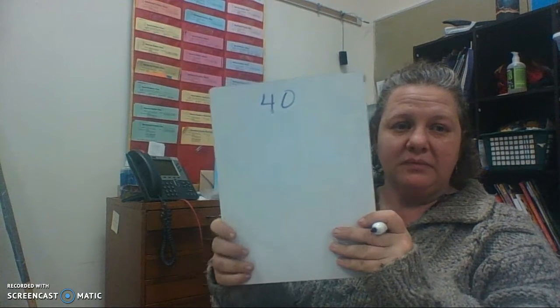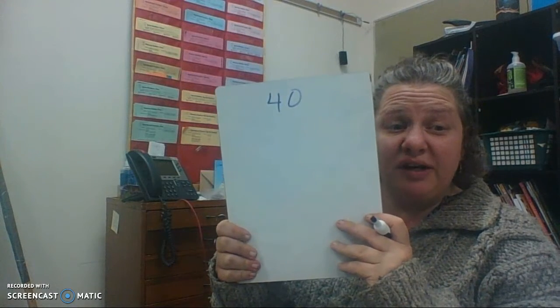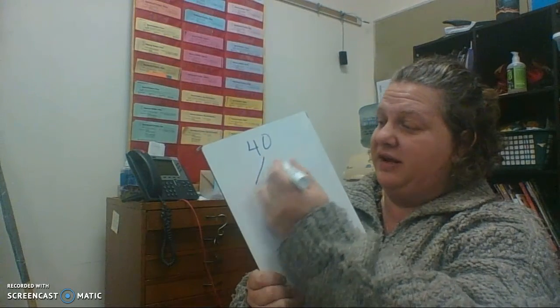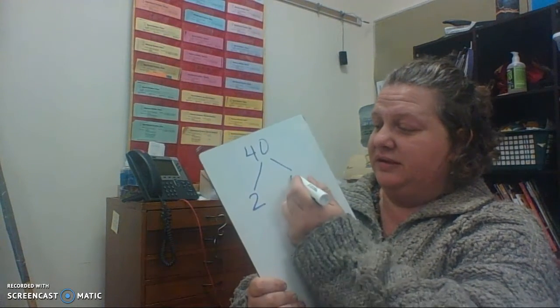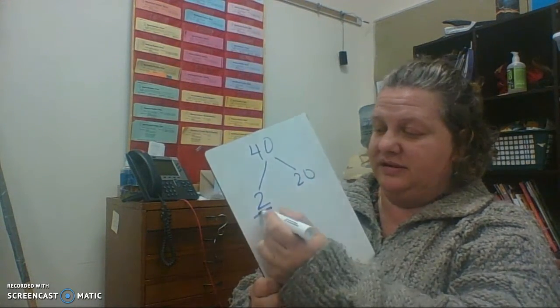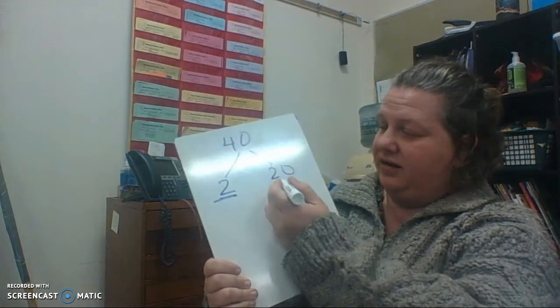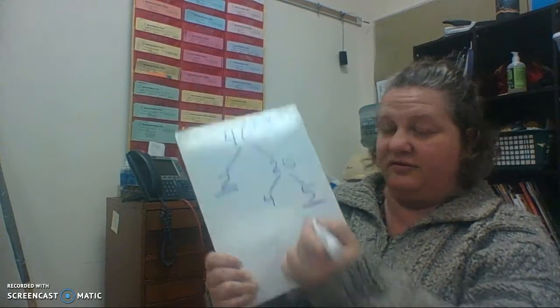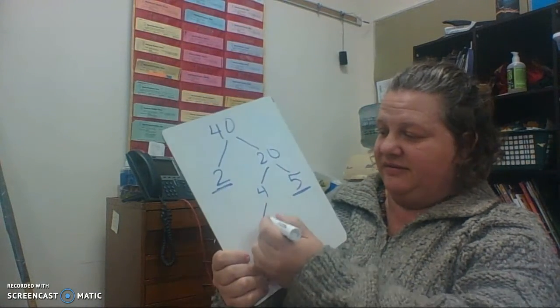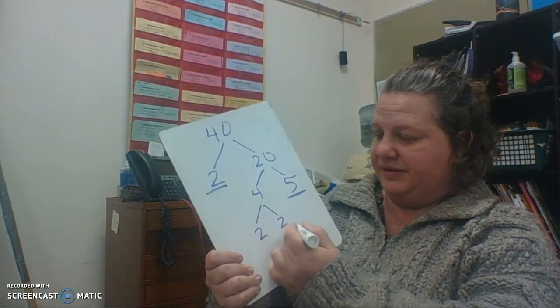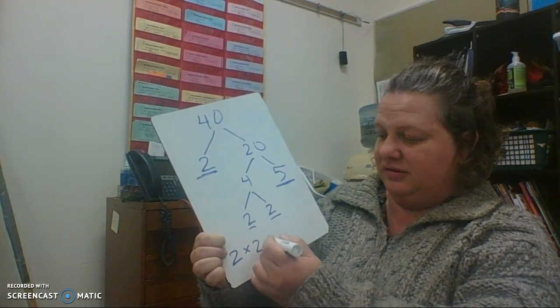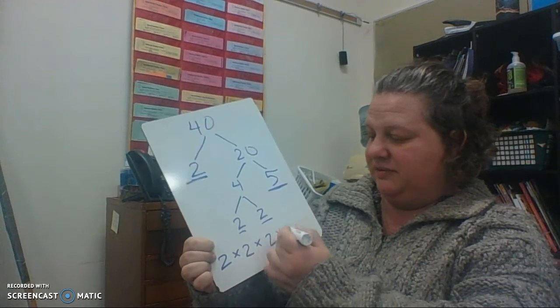Okay. Try 40. If you want to press pause on your video and then come back to see the answer and see if you did it right, that would be a fantastic idea. Here's 40. We have 2 and 20, 2 stays. And then we have 4 and 5. Ooh, 5 stays. And then we have 2 and 2. So our prime factorization is 2 times 2 times 2 times 5.